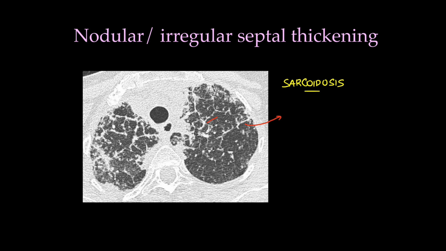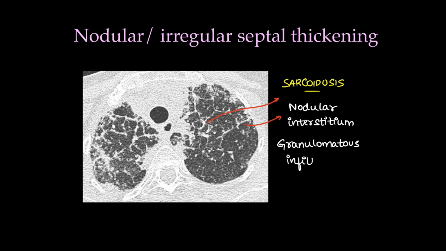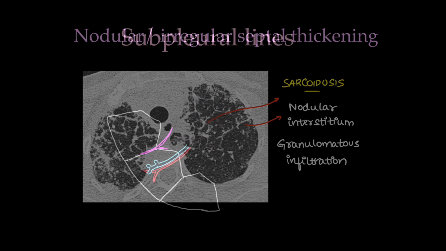Nodular or irregular septal thickening. This is a case of sarcoidosis. Here we can see that irregular or nodular interstitial thickening. And this is a granulomatous infiltration of interstitium.